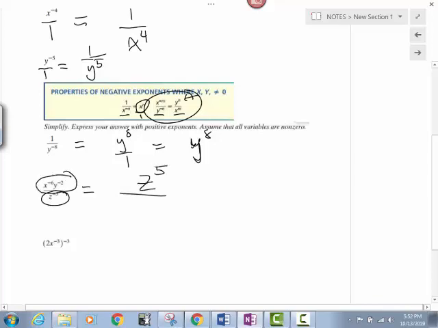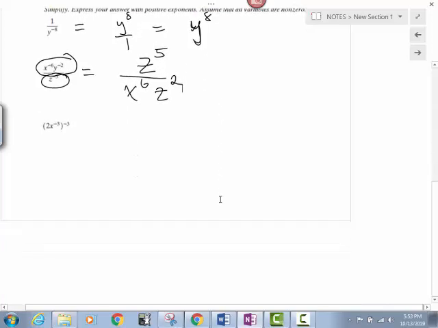This x to the negative 6 and y to the negative 2, they're on the top. Let's move them to the bottom, and they also become positive. Right? Okay. Taking a look at the next problem here.